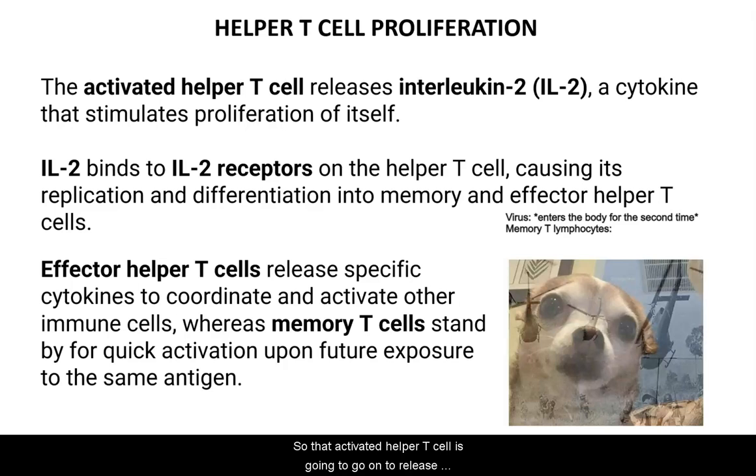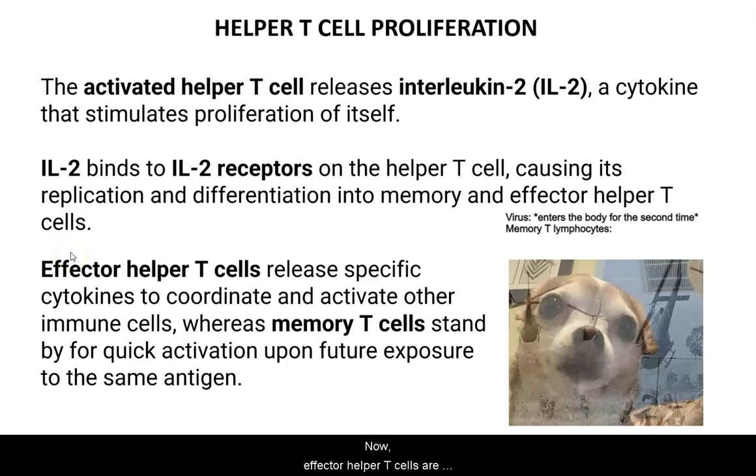So that activated helper T cell is going to go on to release cytokines, in particular interleukin-2 or IL-2. And what IL-2 does is it signals that helper T cell to make a bunch of copies of itself. Okay, and when it makes a bunch of copies of itself, those copies are going to differentiate into either memory helper T cells or effector helper T cells.